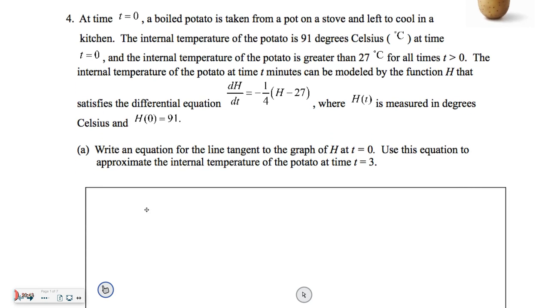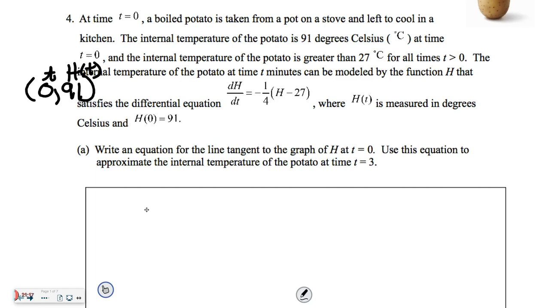Anyway, so we've got at time t equals 0, a boiled potato is taken out of the pot and it's left to cool. The internal temperature of that potato at that time is 91 degrees. So I would write that down. It's over here, but I'd write it as I read it, that at that time, that's the internal temperature of the potato, which they're calling T. So that's H of T. So make sure you can understand what the variables are. T is the new X, H is the new Y.